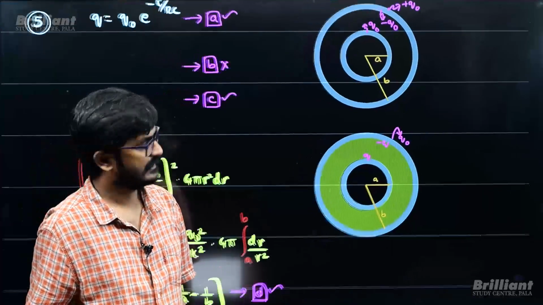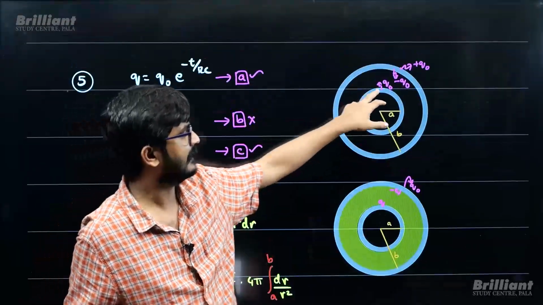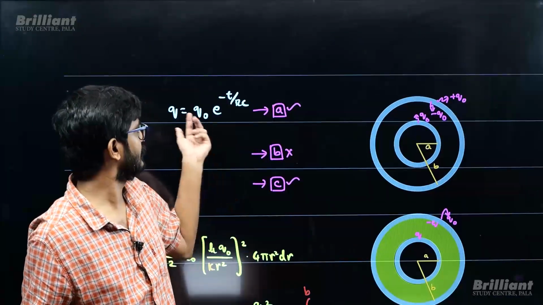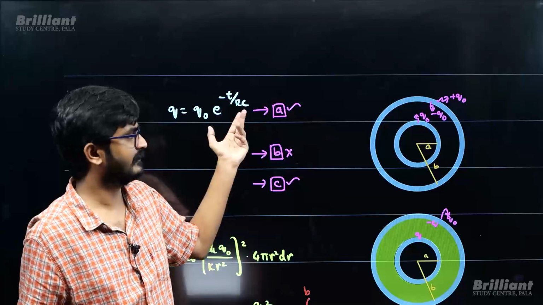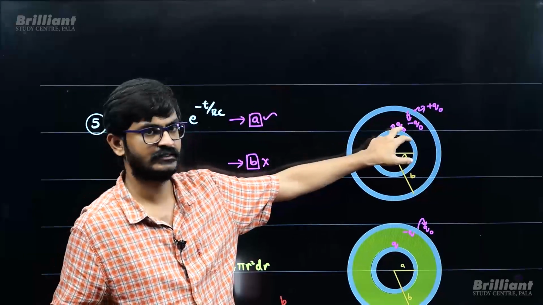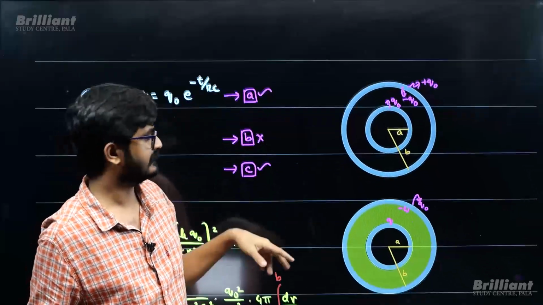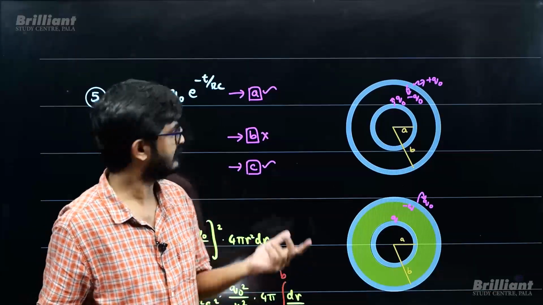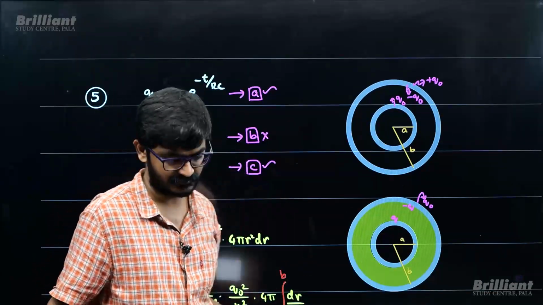Now how much time will it take? It is like discharge, right? Capacitor and resistor are there, so it is like RC discharge. So it is going to look like Q naught into e power minus t by RC. After a long time it is going to become 0, not instantaneously. When t tends to infinity, it is going to become 0.